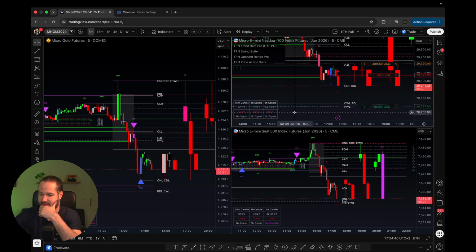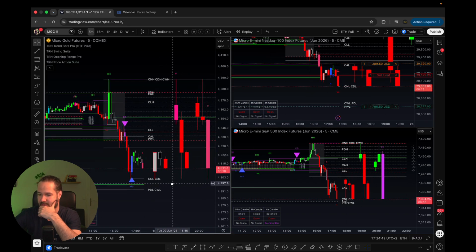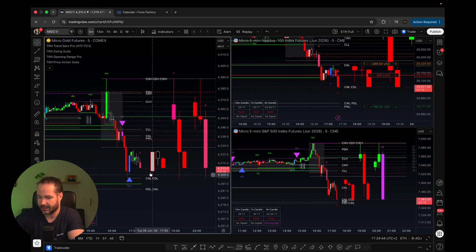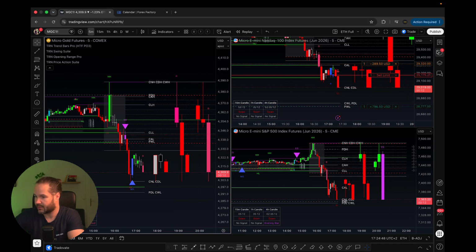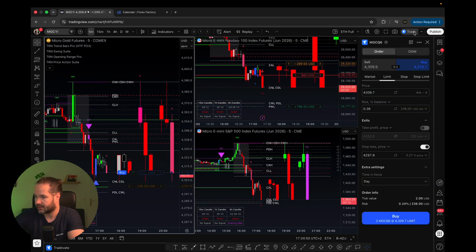That's bad. And here on gold, we have the pullback now, a breakdown bar, but the risk reward ratio is not good. I will try it with the limit order on gold.